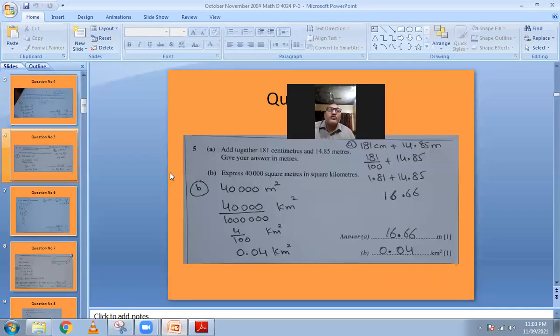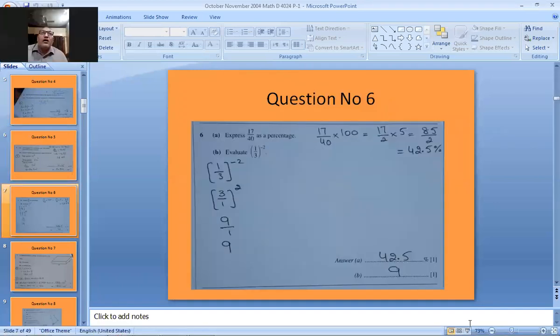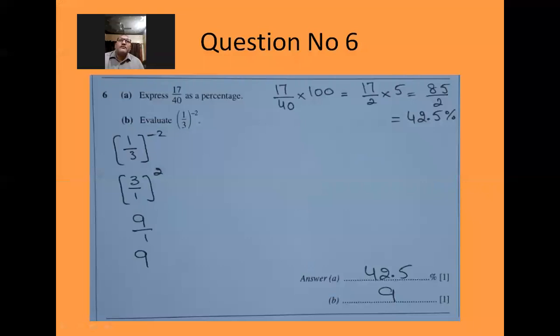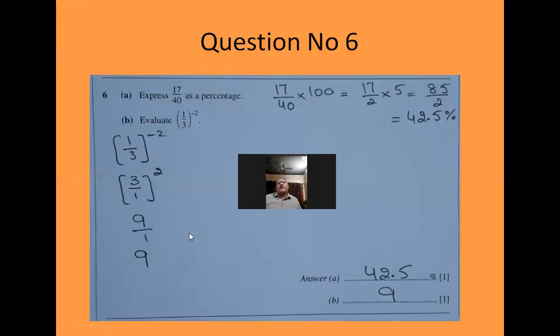So let me show you. Here we go. It says 17 by 40 as a percentage. So I will take 17 by 40 and multiply it with 100. You will have 17 by, this is cancelled with the 20, so 2 into 5. So it will be 85 divided by 2. That will be 42.5%. So very easily you can see we can convert the fraction into a percentage.